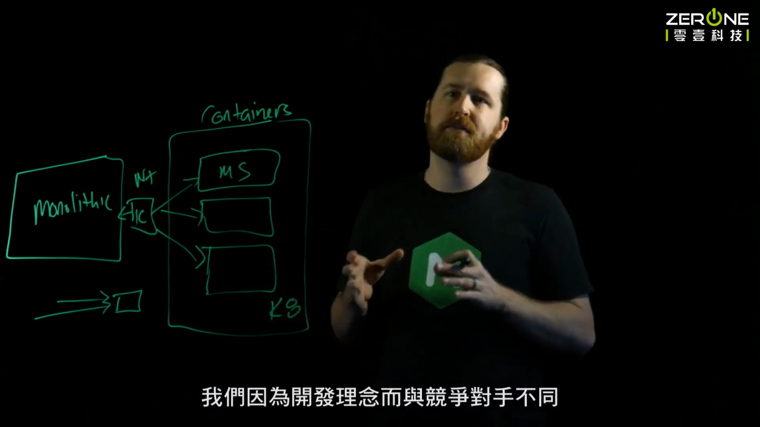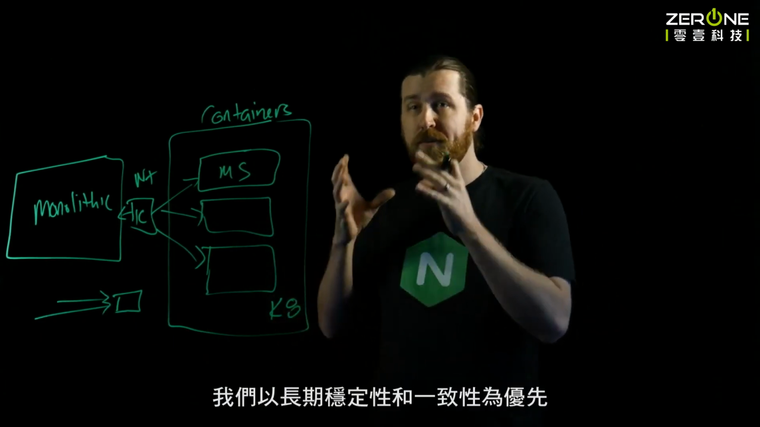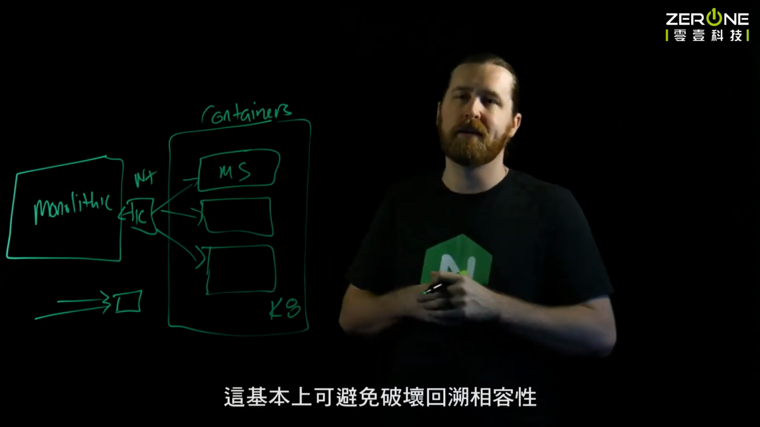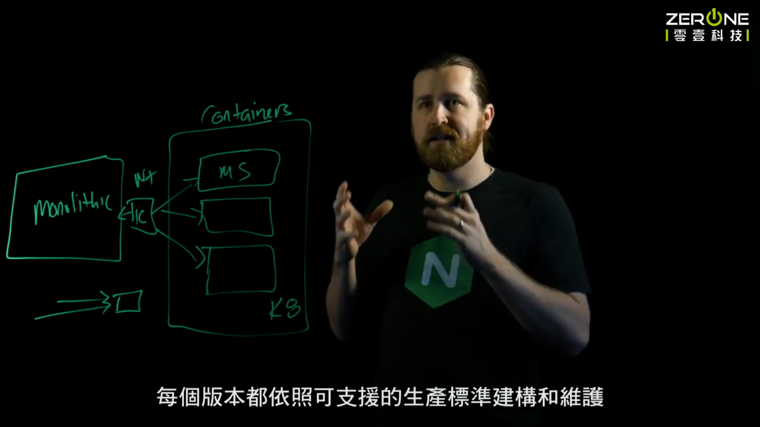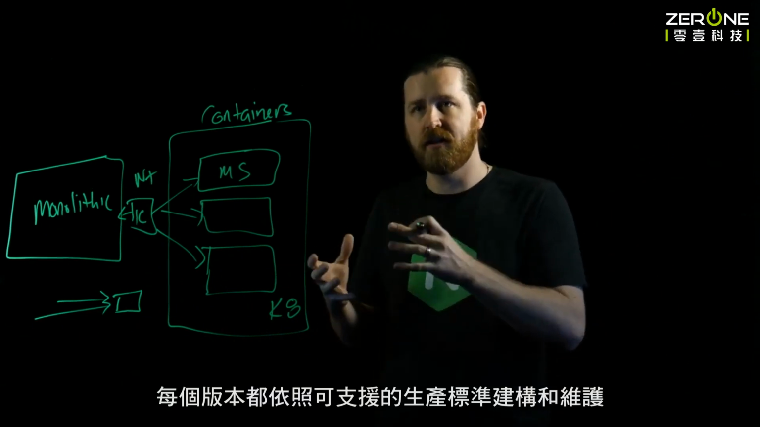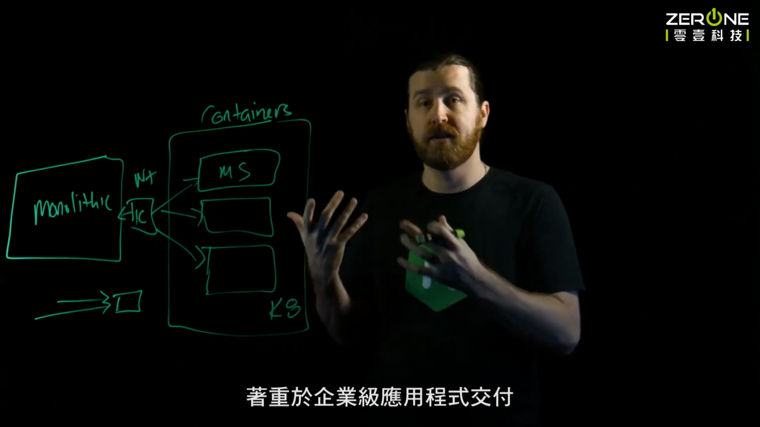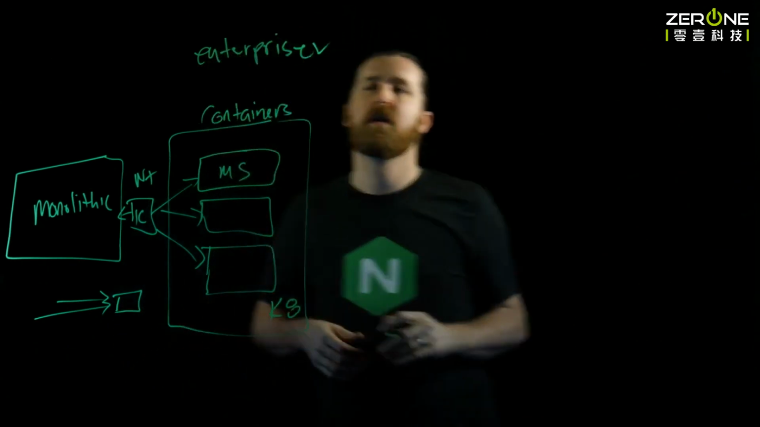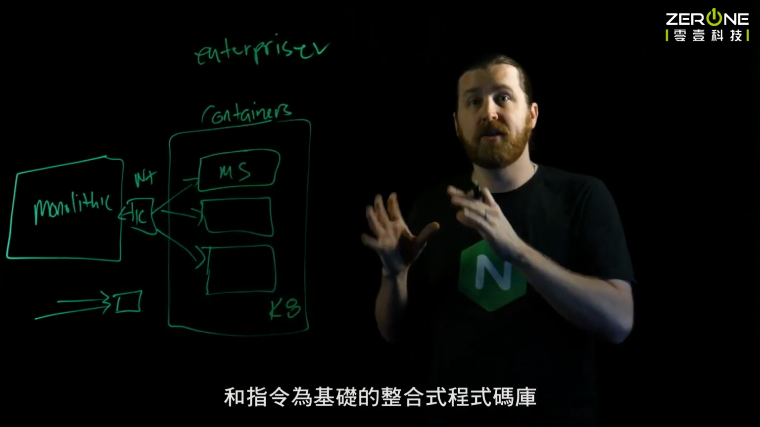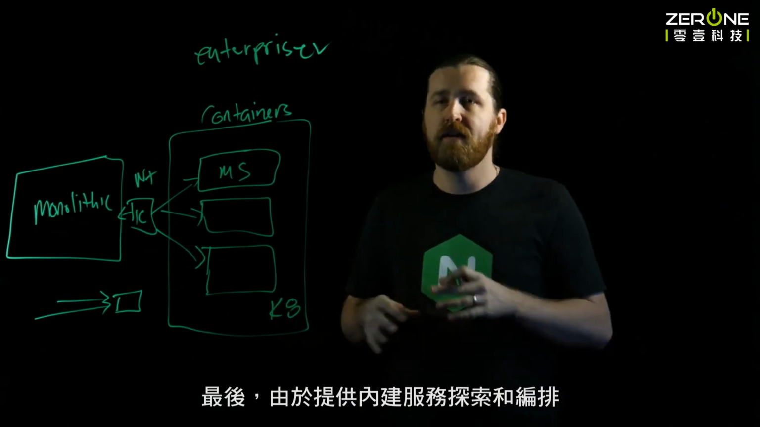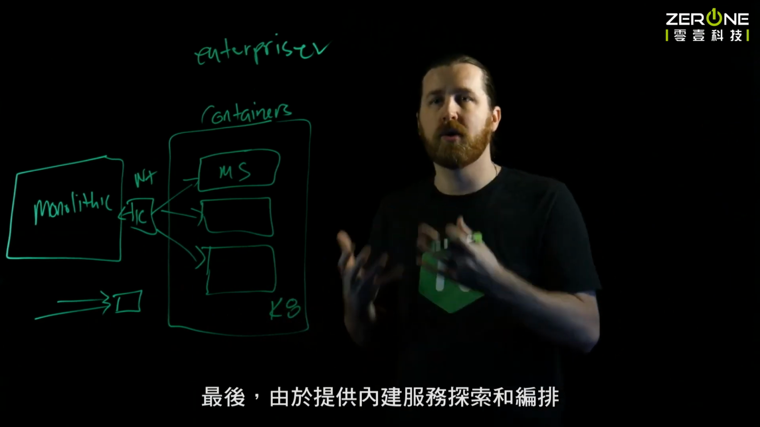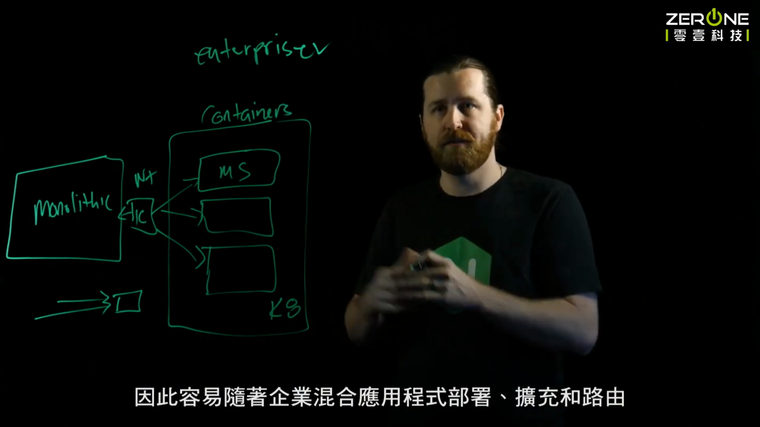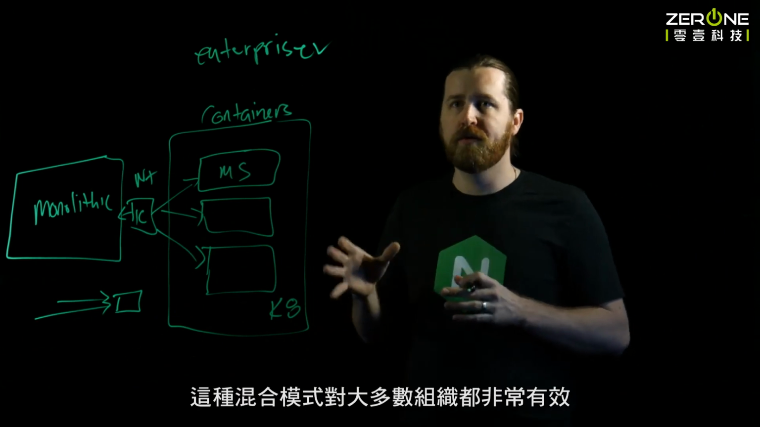We differ from the competition because of our development philosophy: we prioritize long-term stability and consistency, which basically avoids breaking backwards compatibility. Every release is built and maintained to a supportable production standard with a focus on enterprise-grade application delivery. It has an integrated code base based on native NGINX capabilities and directives. Finally, by providing built-in service discovery and orchestration, it's easy to deploy, scale, and route with the enterprise hybrid application. This hybrid model works very well for most organizations.